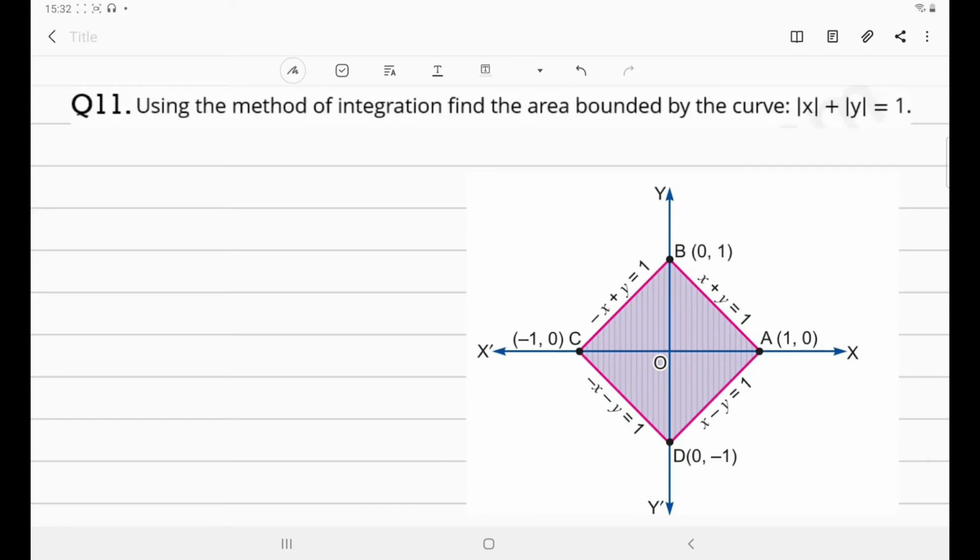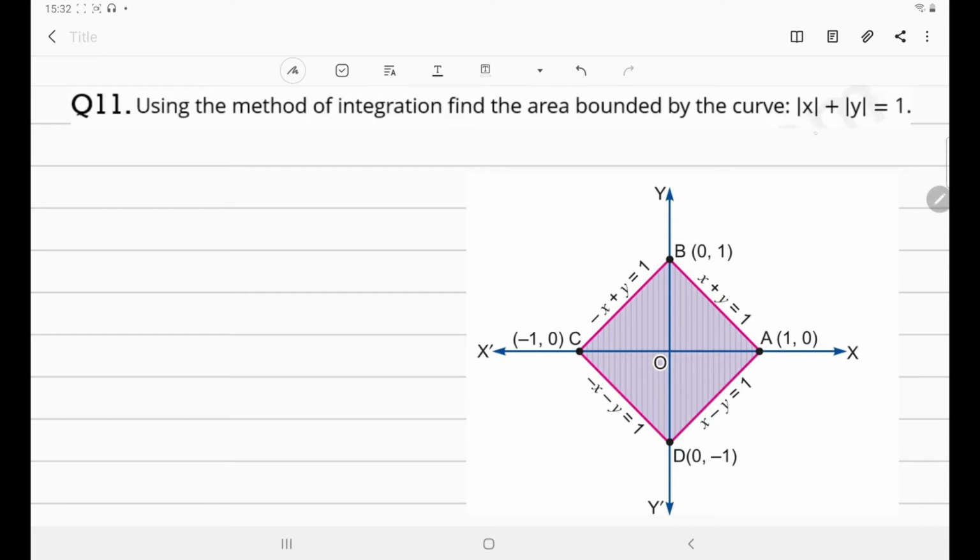Hi everyone, in this session we will discuss the miscellaneous exercise problems of the chapter application of integrals. Question number 11. Using the method of integration, find the area bounded by the curve modulus of x plus modulus of y is equal to 1.